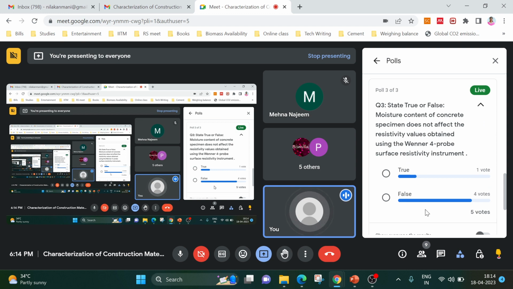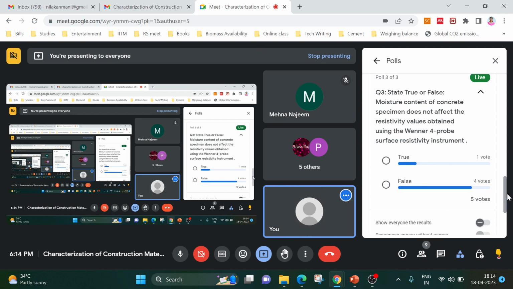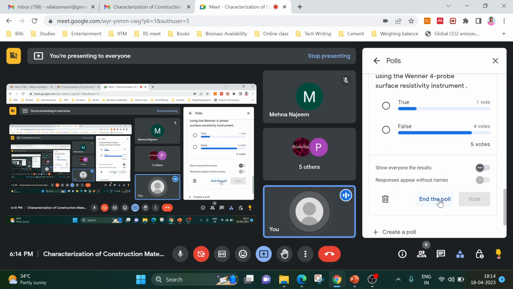Okay, here I could see some correct responses. Yeah, the correct answer is false because moisture content will have an effect. It is actually not a correct statement. Okay, let me end the poll here.